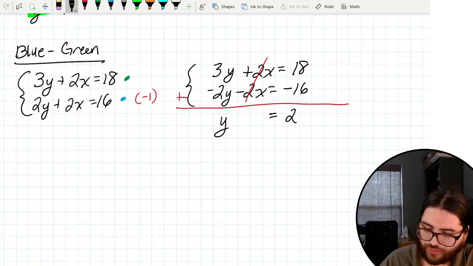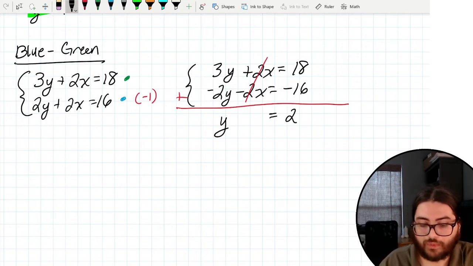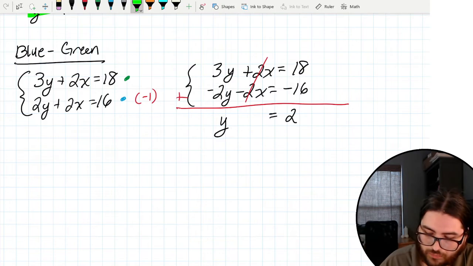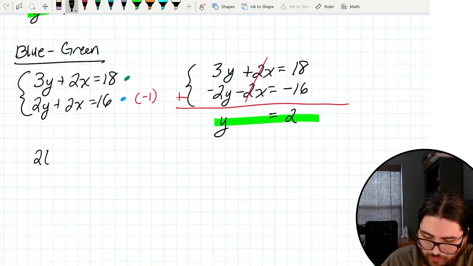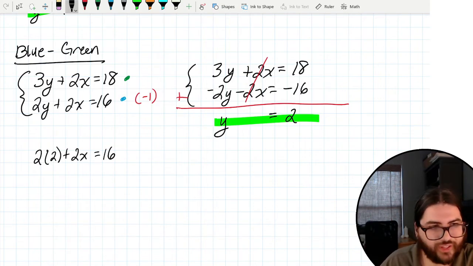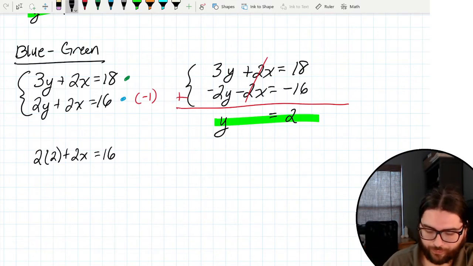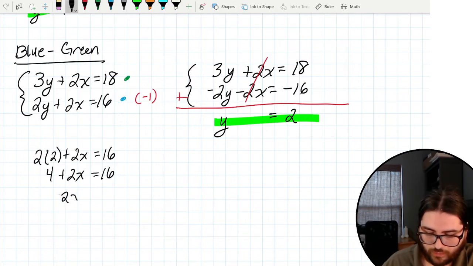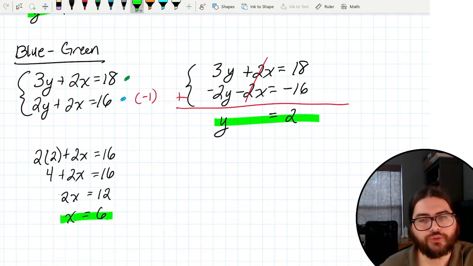Y equals 2. Oh, maybe this was a whole number intersection. Plug that back into the first equation. I guess it's the second equation now. Subtract 4. Then divide by 2. So this should have been a whole number intersection too.